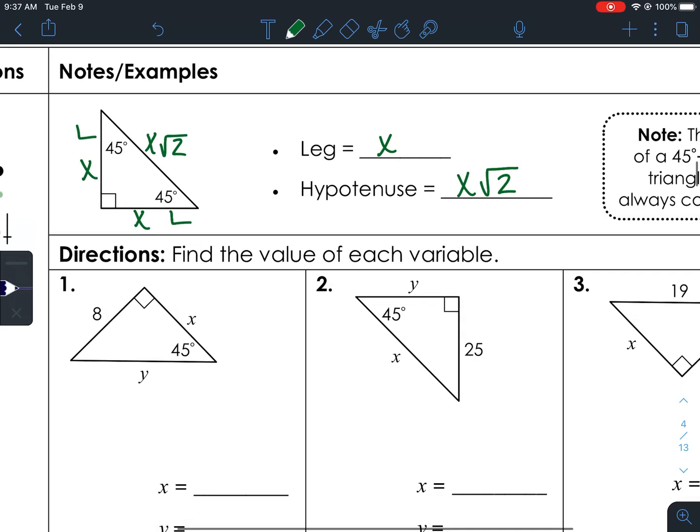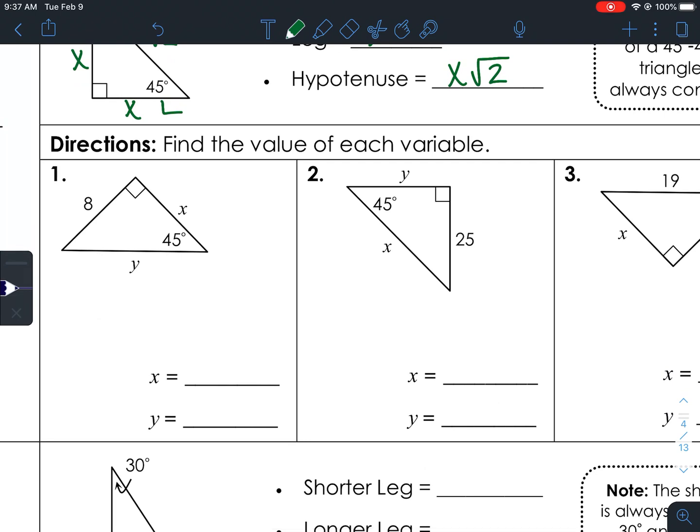So let's do some examples here. So this one's pretty straightforward. So leg and our leg. So x is also 8. And then our y is going to be 8 square root 2. Again, another pretty straightforward example here. Our leg and our leg. So our y this time is going to be 25. And our hypotenuse is going to be our leg, which is 25, and then square root 2.